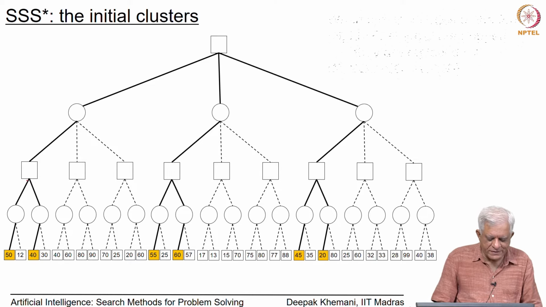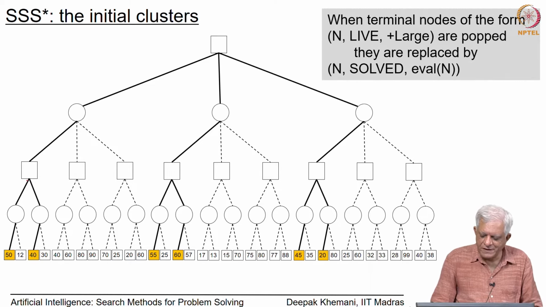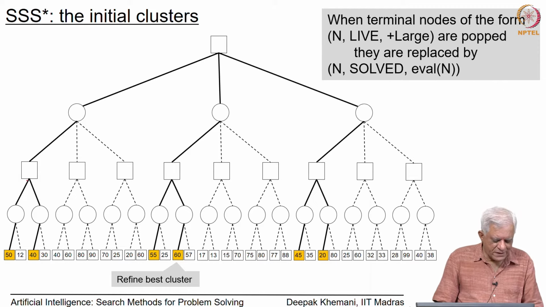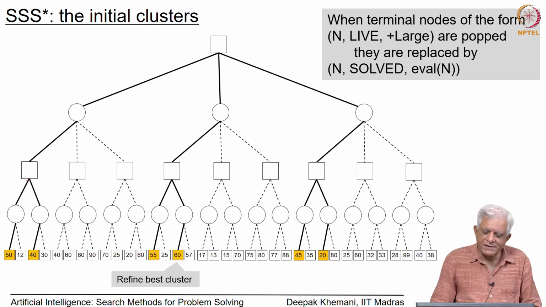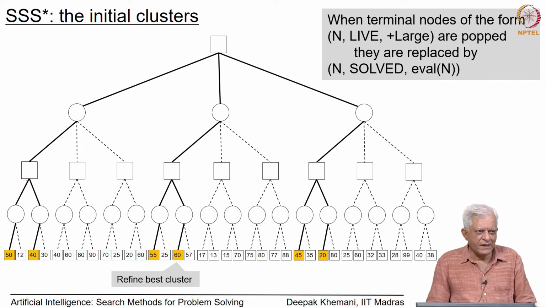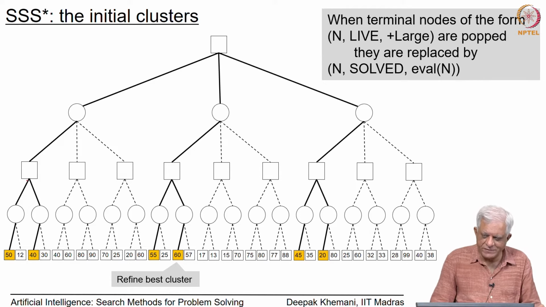So, we have seen that this process gives us a set of clusters, and when we reach the leaf nodes, we replace them with their evaluation function values, and you can see in this particular example that the values are the ones which are colored orange. So, there are 6 clusters here, and the values are 50, 40 reading from left to right, 55, 60, 45, 20. And then in the backward phase, where we are popping a solved node, because all these 6 nodes would be labeled as solved, and these are the only 6 nodes which will exist in our priority queue.